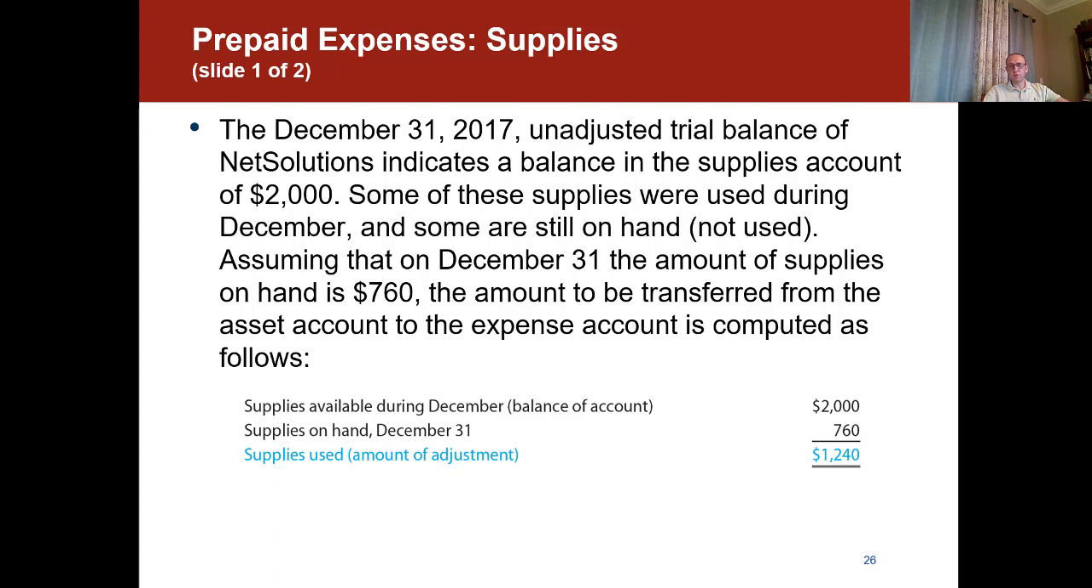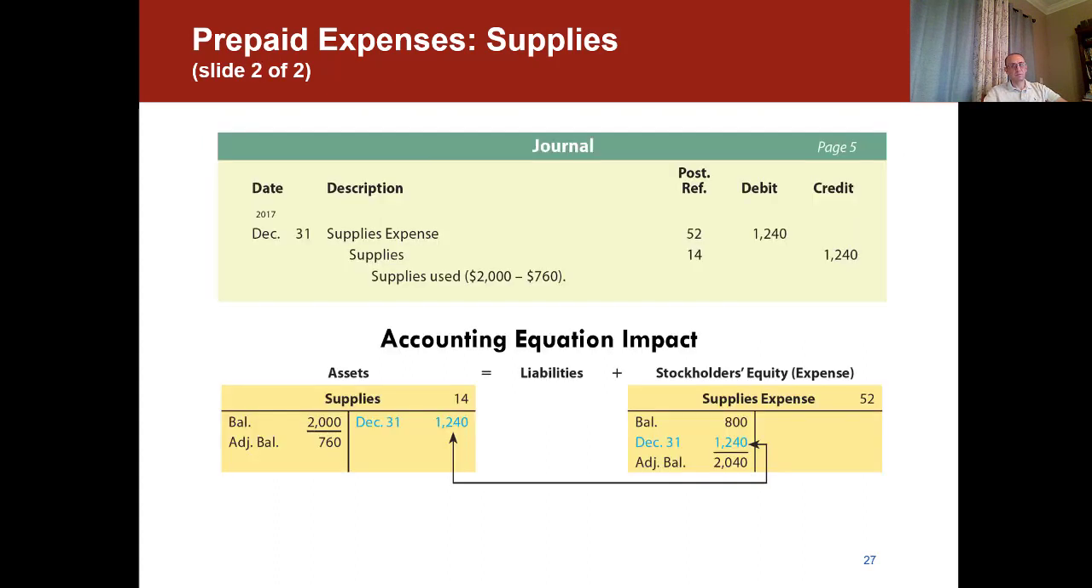We started with $2,000, the leftovers are $760, so we used $1,240 worth of supplies. So that's the amount of supplies expense that we are going to use for our adjusting entry. So let's see how the adjusting entry would look. It's very standard, very predictable. We expect to see, once we have the supplies adjusting entry, it always looks that way. We debit supplies expense and we credit supplies.